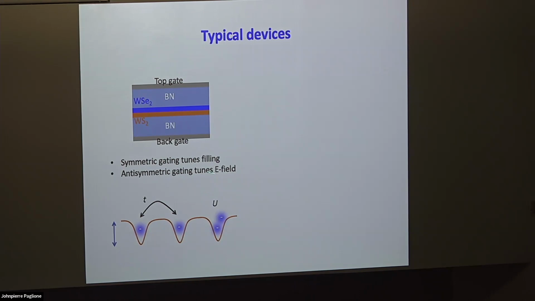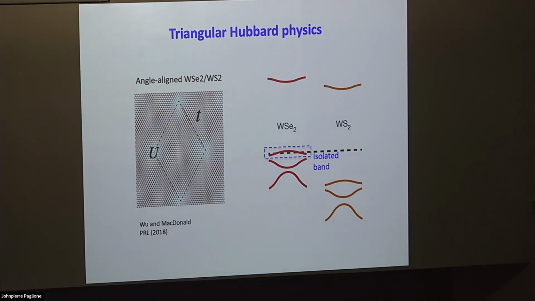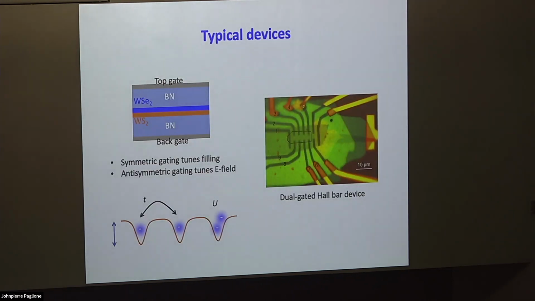Or you can apply anti-symmetric gating, meaning that, for instance, you apply 1 volt in the top gate and minus 1 volt in the bottom gate. Then you don't change the electronic density in the system, but rather you just apply a pure electric field through the material. And that can just realign the bands because the bands are from the 2 different layers. If you apply a vertical electric field, you put a potential difference between the bands, and the bands will just move with this electric field. All right. And the second tuning, the electric field, as I mentioned, can actually tune the potential trapping depth for the Moiré atom.